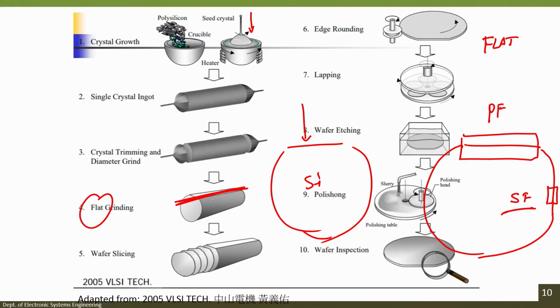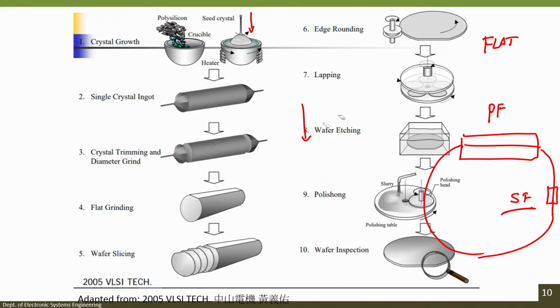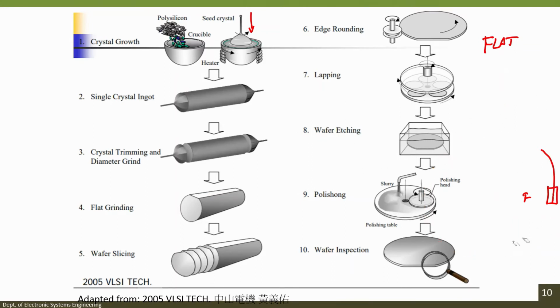So, this flat grinding helps us to get the primary flat in all the silicon wafers. Depending on the primary flat, and the angle of the secondary flat with respect to the primary flat, we can say it is 100 or 111 or 110. We can also understand whether it is P type or N type. Thus, the flat grinding is a very important step.